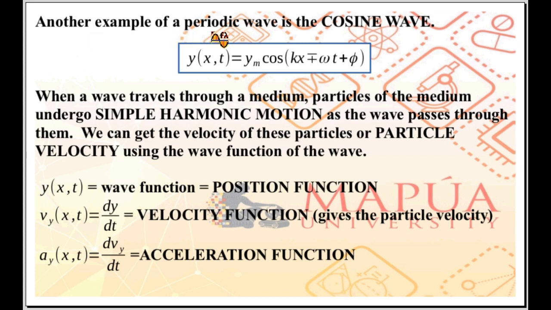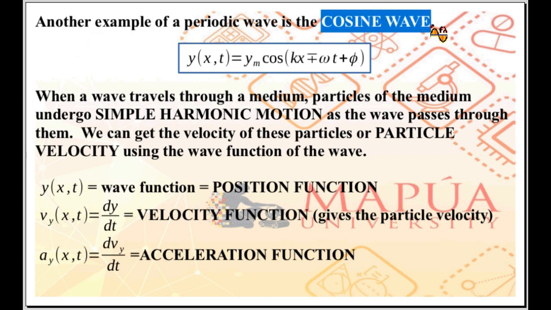Another example of a periodic wave is the cosine wave. Wave function is given by y of xt is equal to ym cosine of kx minus omega t plus phi. Pretty much the same equation form as the sine wave function. We simply replace the sine function with the cosine function.